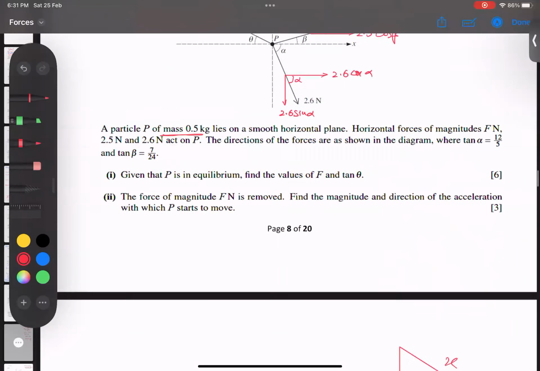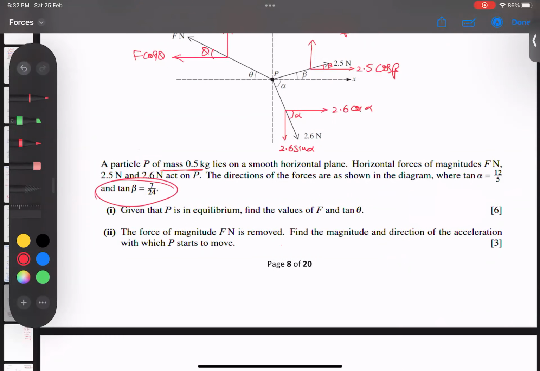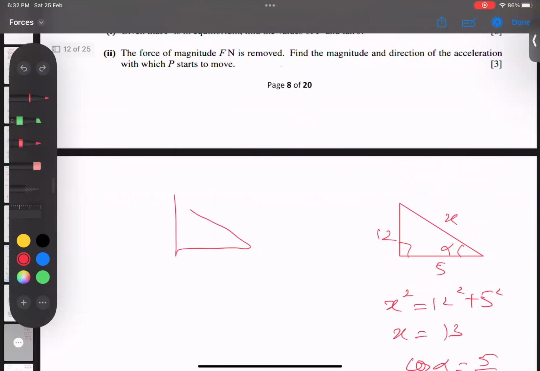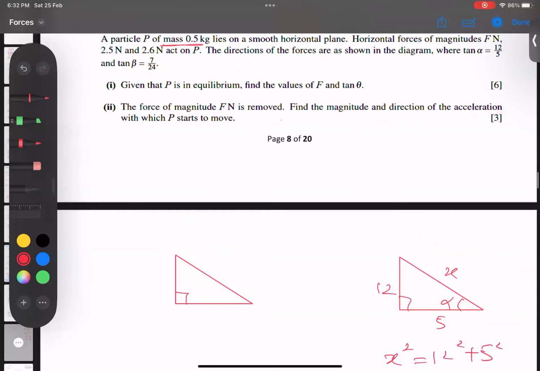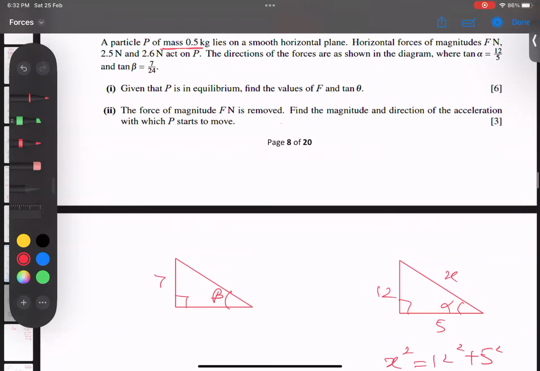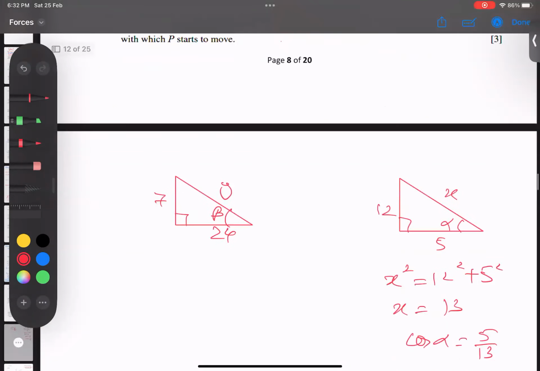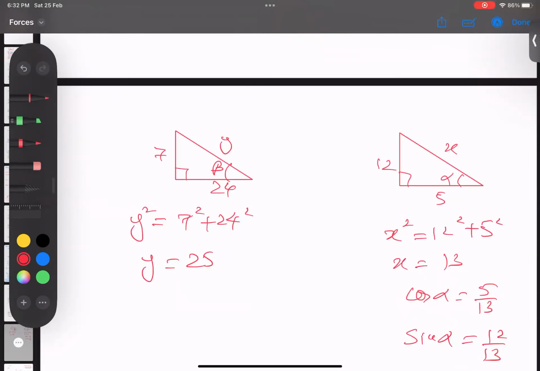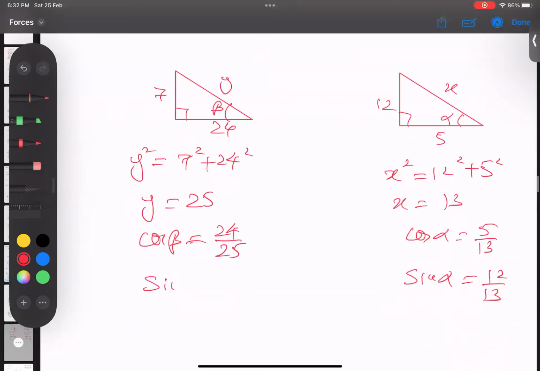Same approach, I will go for tan beta, which is 7 over 24. I will make another triangle, but this time for tan beta. So this is the beta angle, 7 over 24, and this is y. I will again use the Pythagoras theorem: y square equals 7 square plus 24 to the power 2. If I type it in, I get 25. So now what is cos beta? Cos beta is adjacent by hypotenuse. You see this will give us accurate answers. Sine beta is equal to opposite by hypotenuse. So I believe up till here, no confusion at all.